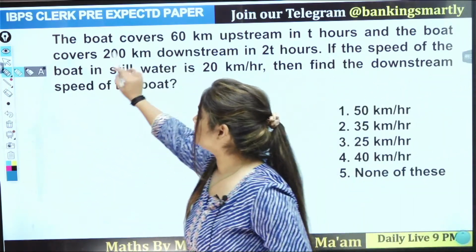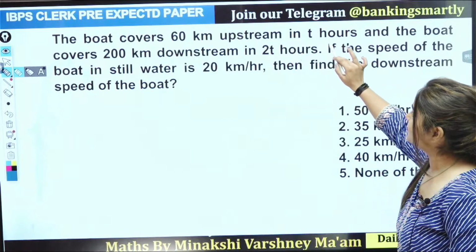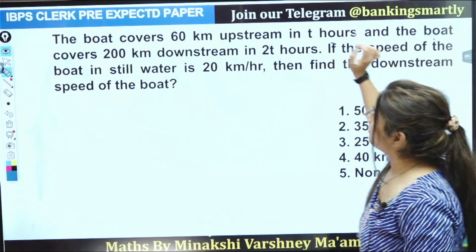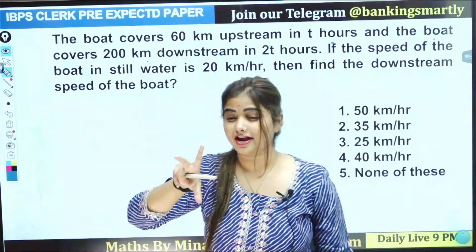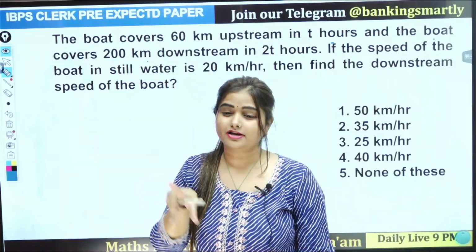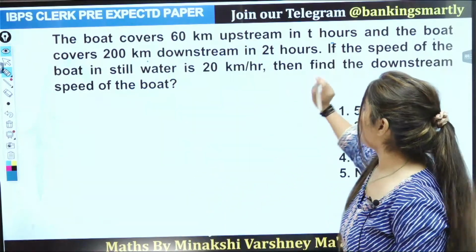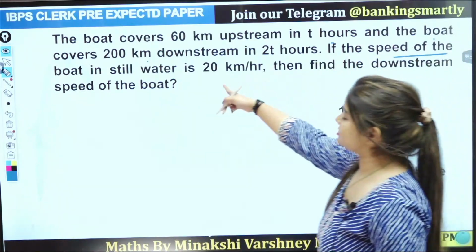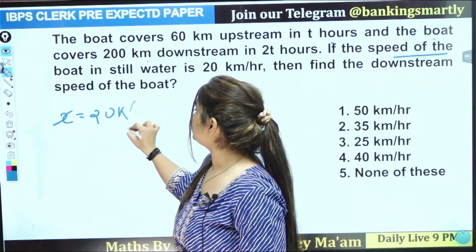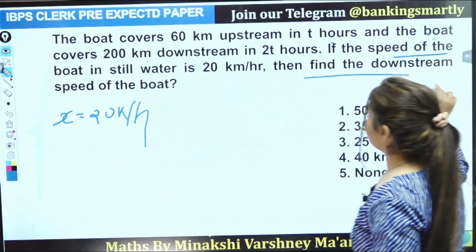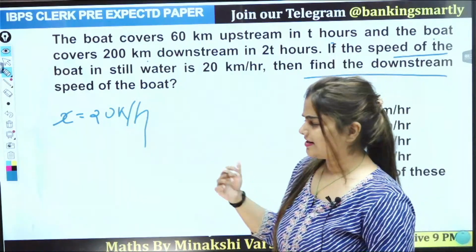So in this question, the boat covers 60 kilometer upstream in T hours and the boat covered 200 kilometer downstream in 2T hours. That means we can find out the ratio between downstream and upstream speed. After that, if the speed of the boat in still water is 20 kilometer per hour, then find the downstream speed of the boat. So we can easily find out this value.